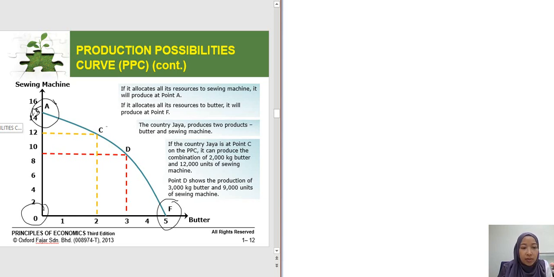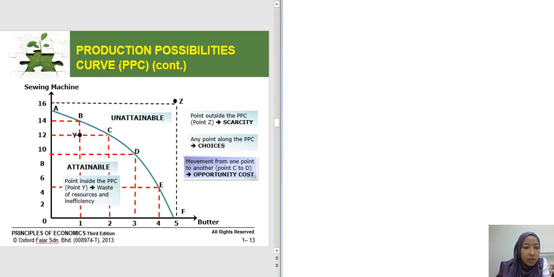Okay, how are the three terms, scarcity, choices, and opportunity cost, illustrated on the graph? Okay, now let's look at this graph here. This is how I show you where scarcity happens, where choices happen, and where the opportunity cost is. I'm going to draw it here to make it clearer. I'll try to make it less messy.